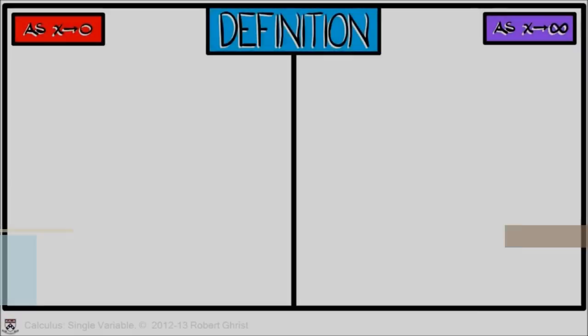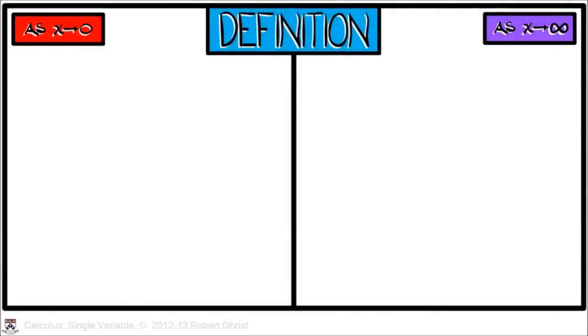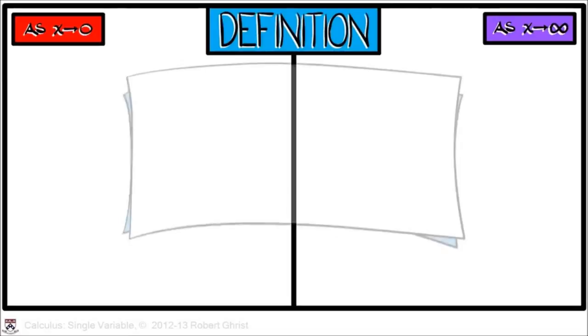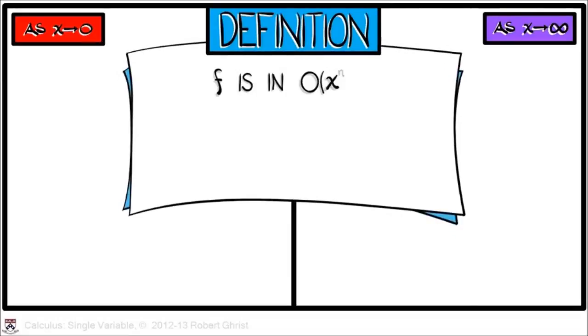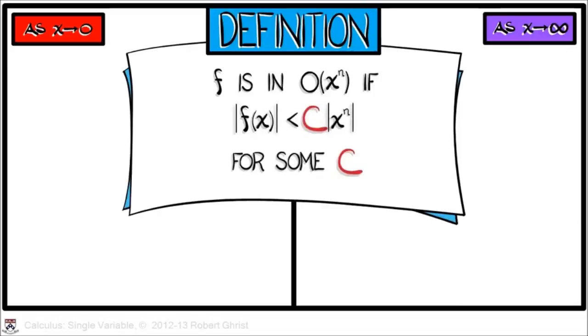This is an extremely important and subtle definition. You're going to want to pay attention to this. We say that a function f is in big O of x to the n if, in absolute value, f of x is less than some constant times x to the n.